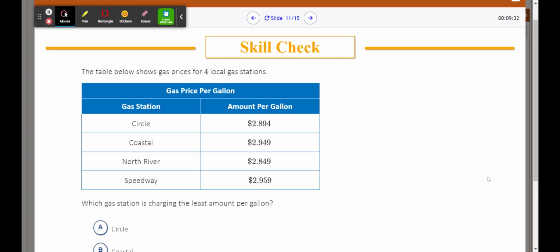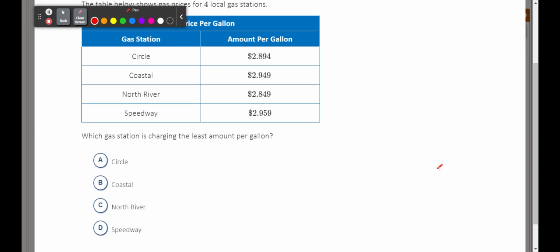Let's look at another example. It says the table below shows gas prices for 4 local gas stations. So we've got 4 different gas stations. Circle says it's 2.894 a gallon. Coastal says it's 2.949 per gallon. North River, 2.849, and Speedway, 2.959. It's asking which gas station is charging the least amount per gallon? Least meaning the smallest amount.